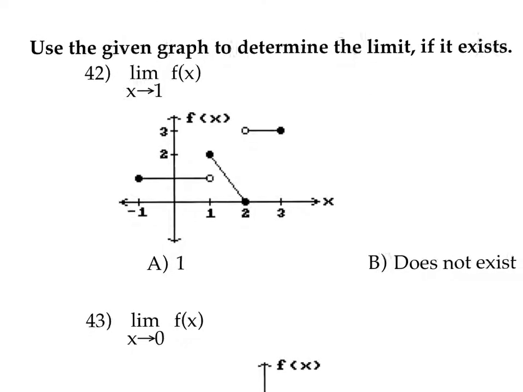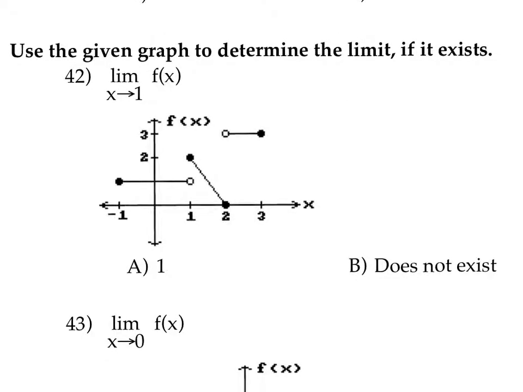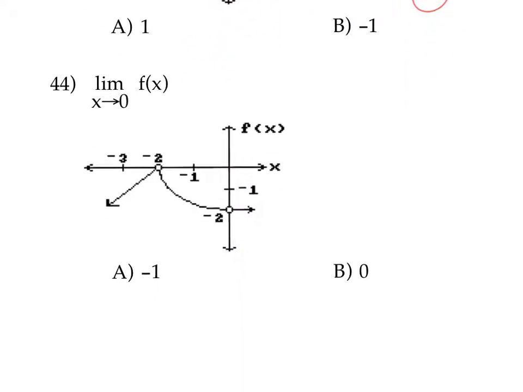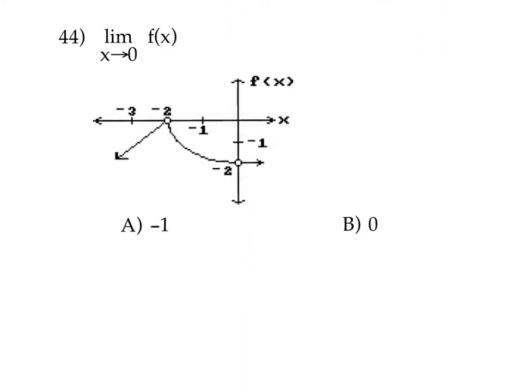Number 41 is exactly the same, so let's skip to 42, limit from a graph. The limit is as x approaches 1. From the left, the limit has a height of 1, and from the right, the limit has a height of 2. Since it's different, the limit does not exist. For 43, the limit is as x approaches 0. From the left, we're approaching a height of 0, and from the right, we're approaching a height of 0. Since the limit is the same on both sides, the limit does exist, and it has a value of 0. For number 44, we approach 2 from both sides in the x direction. There's negative 2, rather. So negative 2 is our limit.